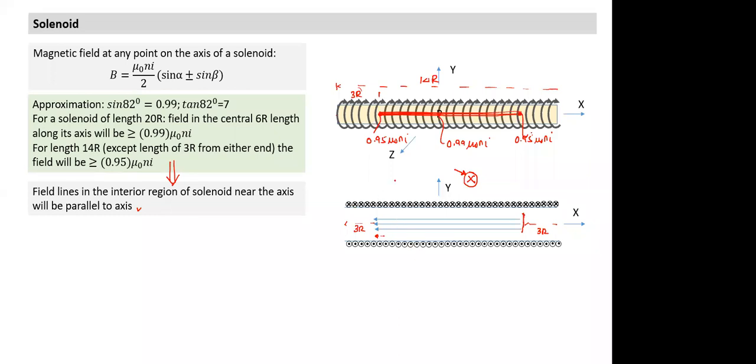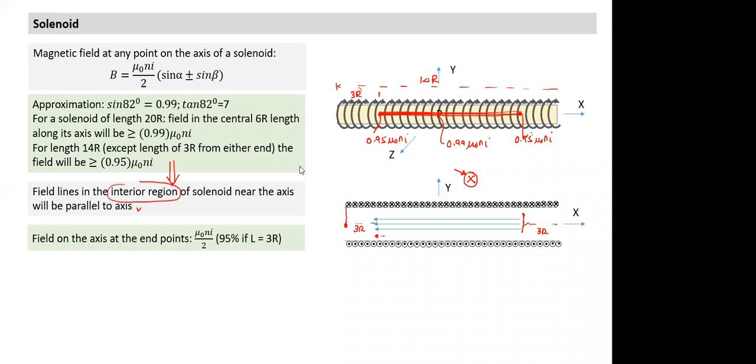Because that's what we use later on. We develop this understanding and then use it later on. I hope all of you understood what the interior region means. Interior region: inside the solenoid near the axis, field lines are parallel to the axis, and the field on the axis of the solenoid is equal to mu naught n i. What is the field at the endpoints? What is the field at this point? How do you calculate the field at this point for a long solenoid?